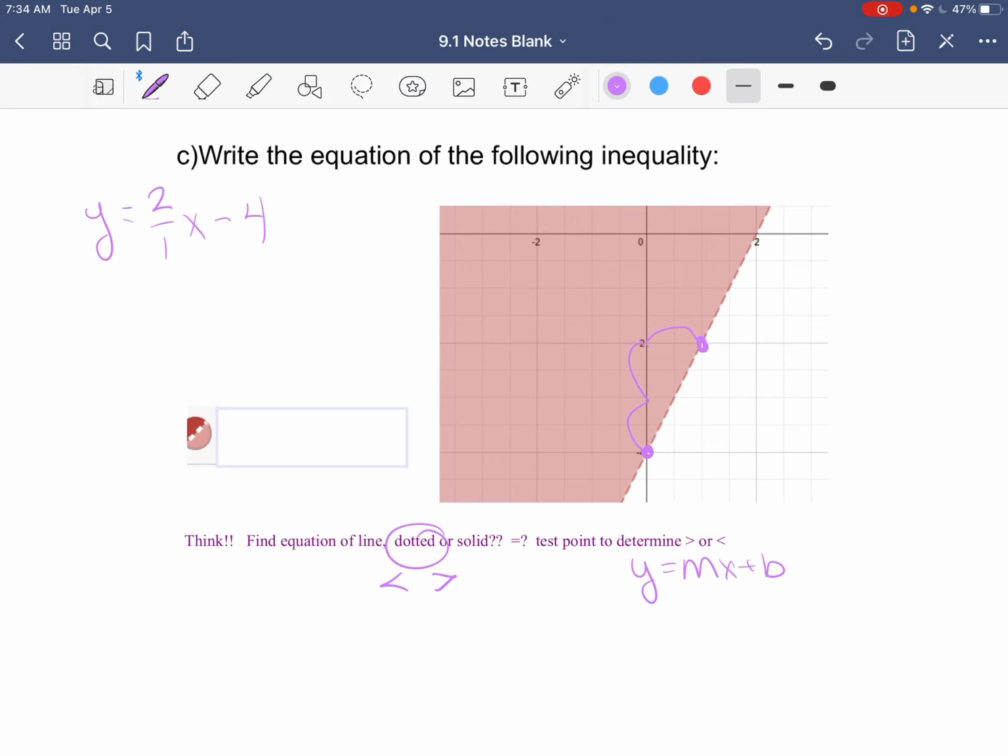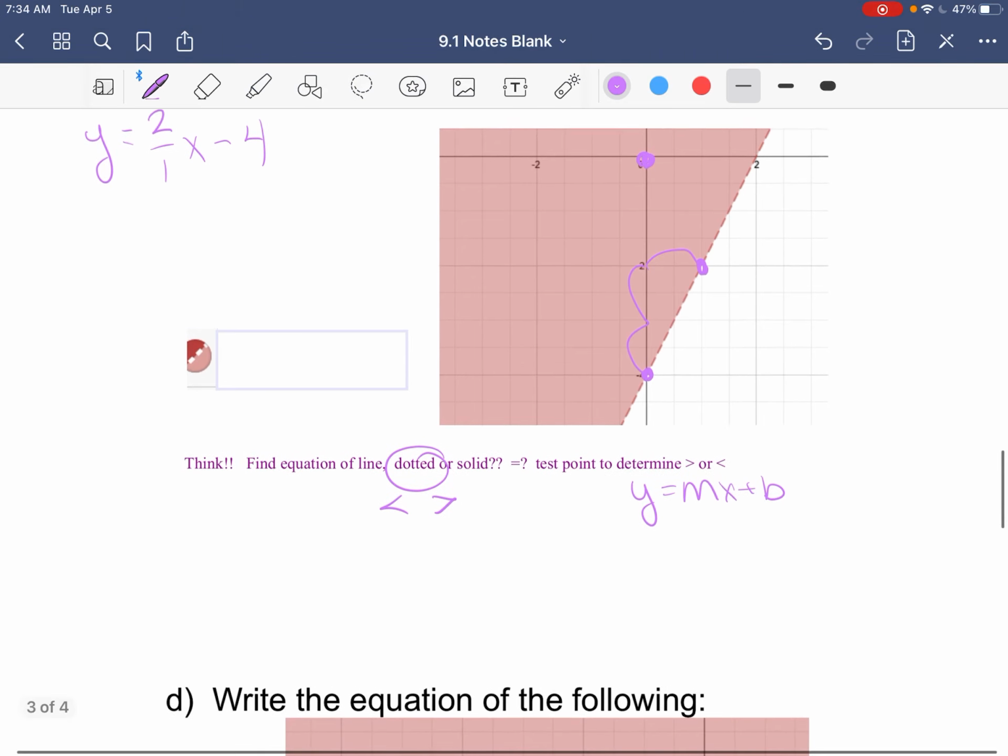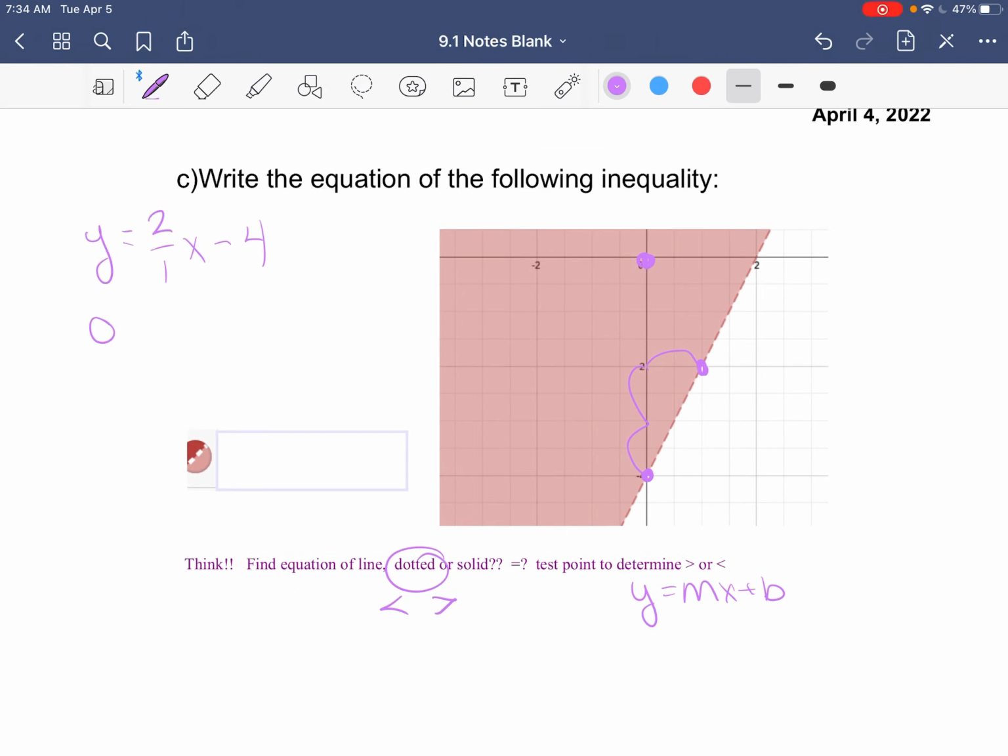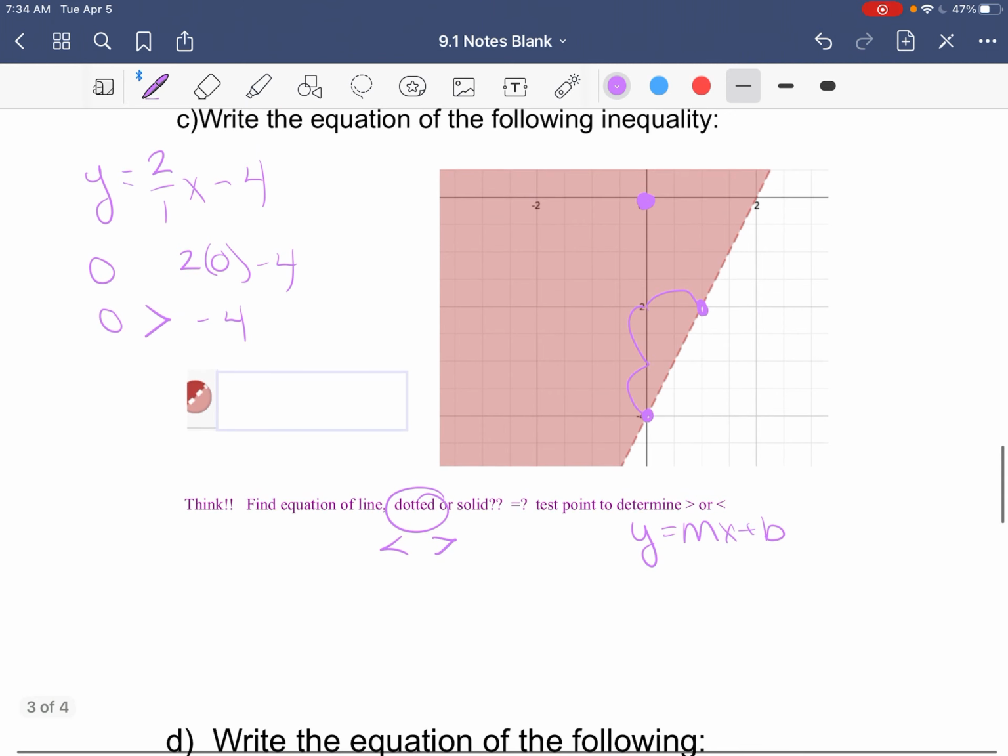Basically, to figure out which way we want our symbol to go, we're going to pick a point on the side that makes it true or the side that makes it false. Based off of that, we know which direction we want to shade. So I'm going to pick my favorite point of 0, 0. If we put 0, we need a symbol, 2 times 0 minus 4. This was on our true side, on our shaded side, so we need an arrow that makes this true. So 0 is what then? -4. Well, 0 is bigger than -4. So our final equation would be y is greater than or equal to 2x minus 4.